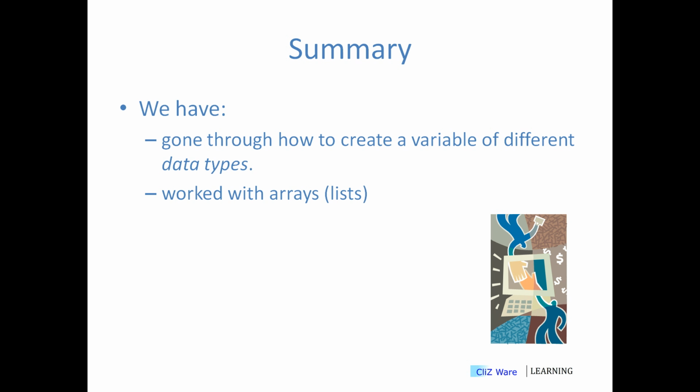So what we have now learned, hopefully, is that when you want to create a new variable, you need to assign it a specific data type. And that's because C# is strongly typed. It requires you to enter what kind of data type it is. What are you working with at that particular point? And we worked with arrays. In other words, lists.